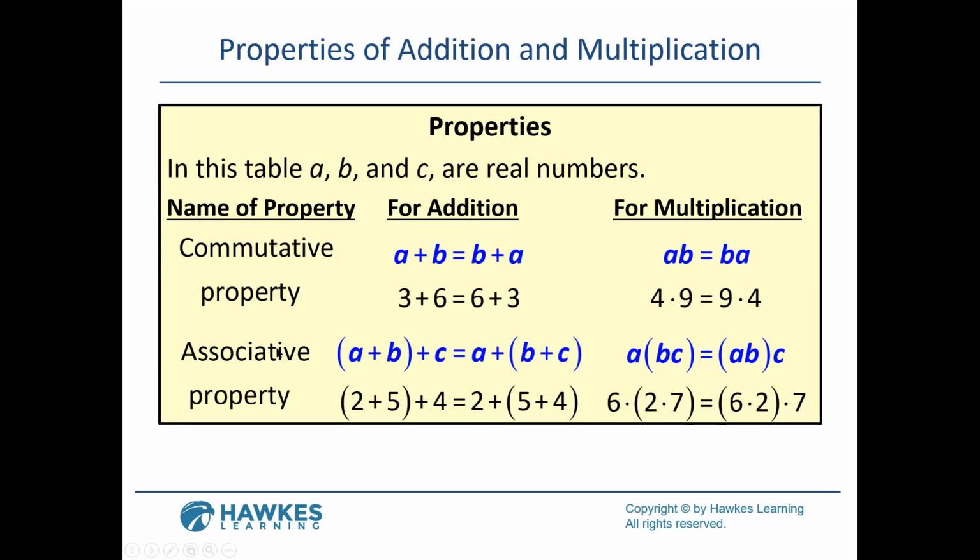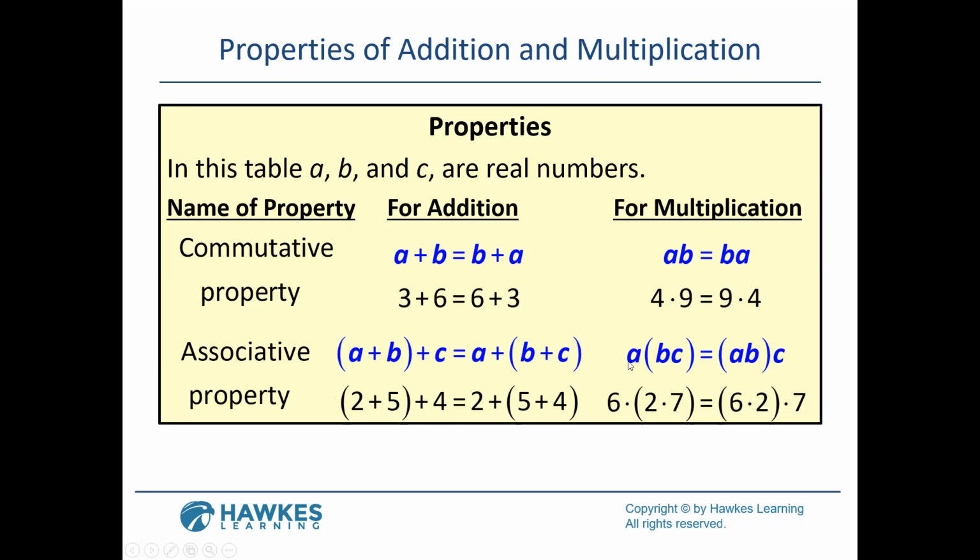The second property, associative property. (a plus b) plus c equals a plus (b plus c). Notice here that we have the same thing on the left, same on the right. The only movement that occurs is our parentheses. So in the addition model of (2 plus 5) plus 4 equals 2 plus (5 plus 4), you will notice the parentheses shift from the front to the back, which highlights the associative property.